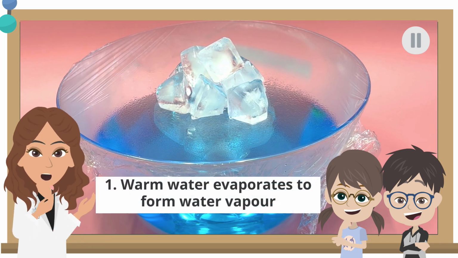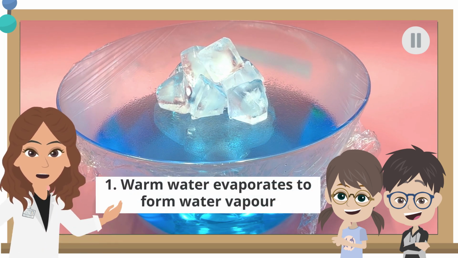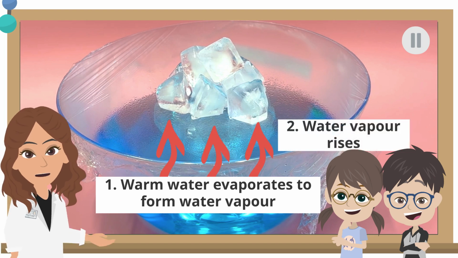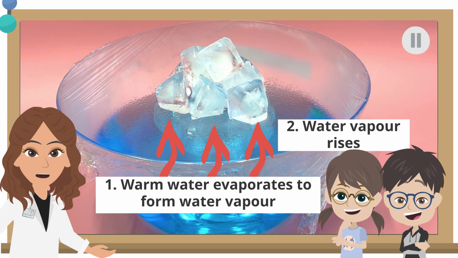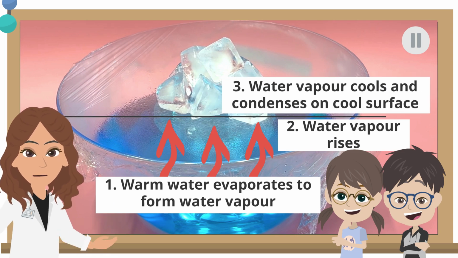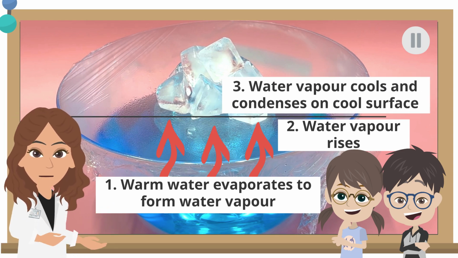That's because the warm water in the bowl evaporates to form water vapor. The water vapor rises and cools on the surface of the plastic wrap. As the water vapor cools, it condenses to form water droplets.